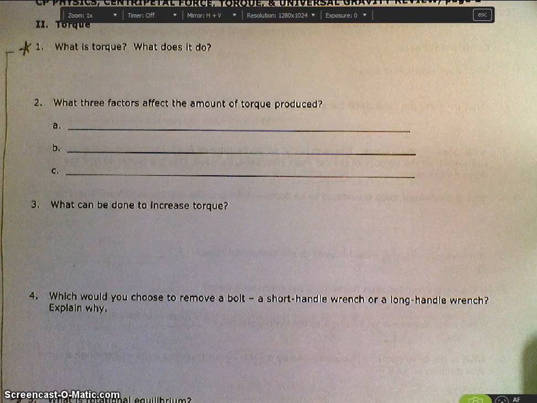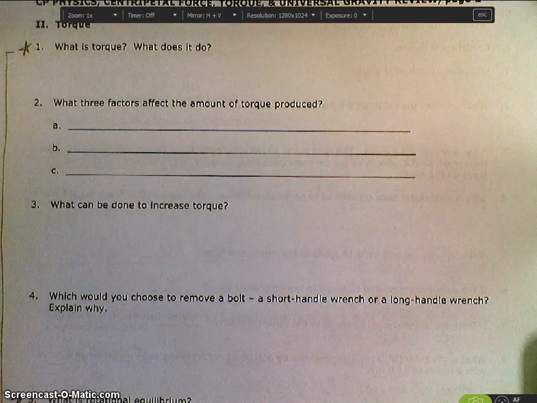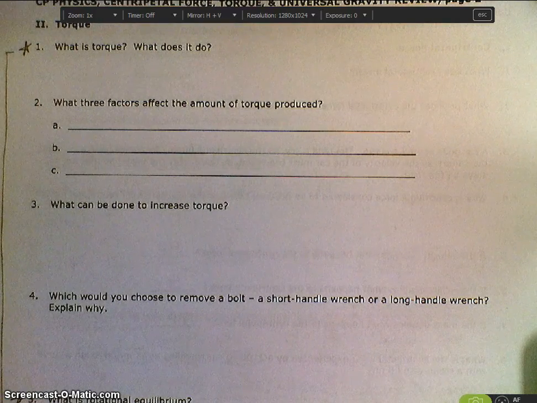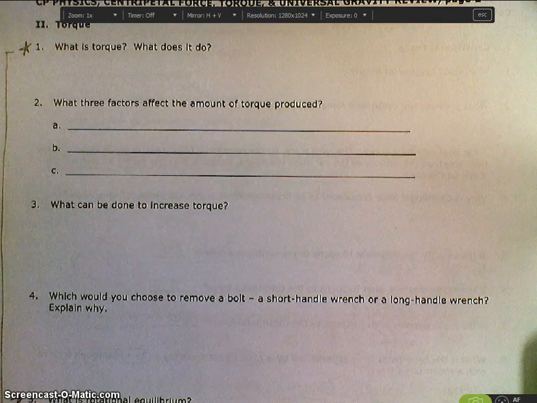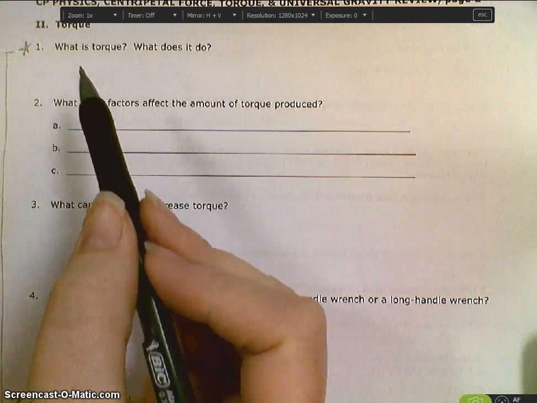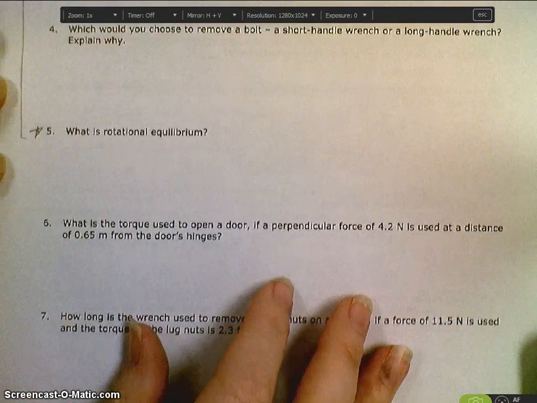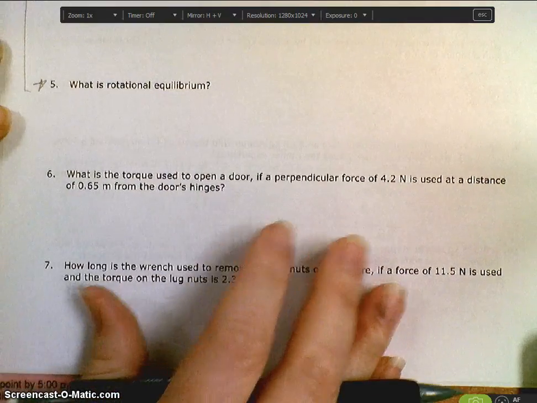Okay, in this screencast, I'm going to go over the review section on torque. I'm also posting the PowerPoint from the day of torque in case you want to reference that. But I am going to, again, leave it for you to fill out numbers 1 all the way down through 5 because those come straight from the notes.